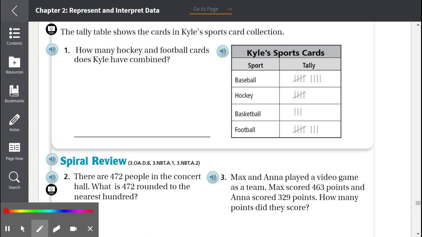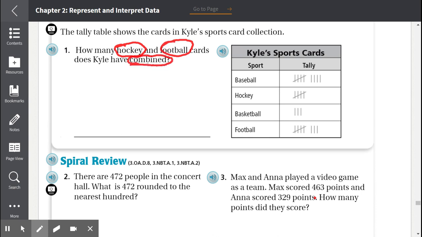The tally table shows the cards in Kyle's sport card collection. Number 1, how many hockey and football cards does Kyle have combined? So we're going to look for hockey and football, and the word combined means to add.